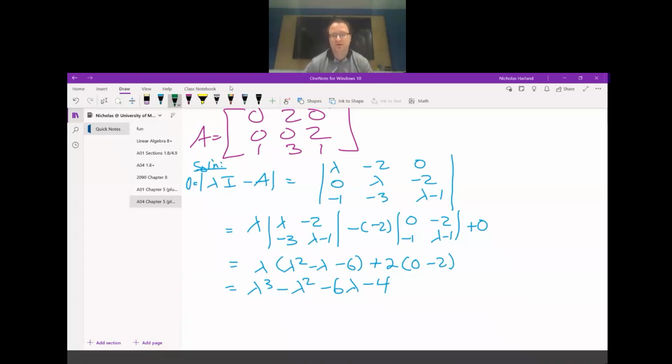And so, that being said, in terms of actually finding this characteristic polynomial or setting it equal to 0 to get the characteristic equation, really it's just, hey, a 3x3 determinant instead of a 2x2.